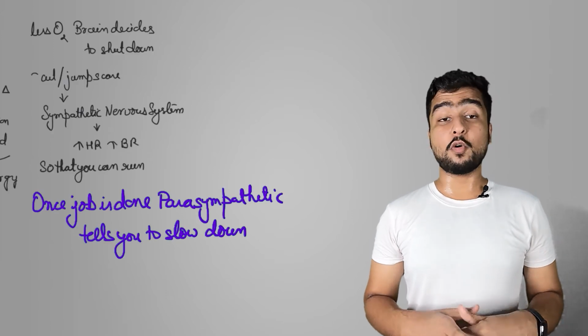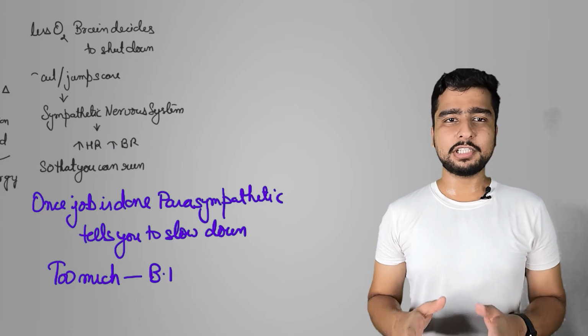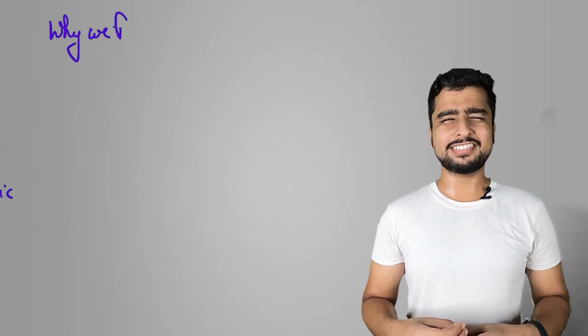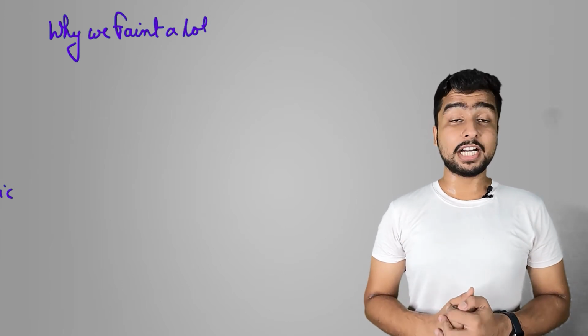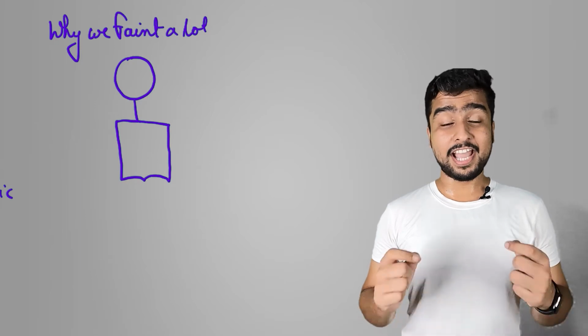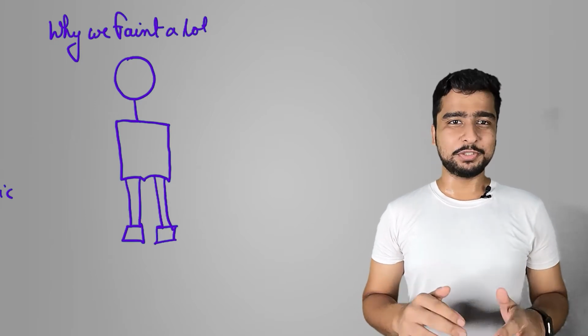That's okay, but sometimes this parasympathetic system overshoots. There are chemicals coming from your brain which tell your heart to slow down, and these chemicals just keep getting secreted a little extra, and because of that, your heart slows down a little too much. This is the reason the blood supply to the head reduces.